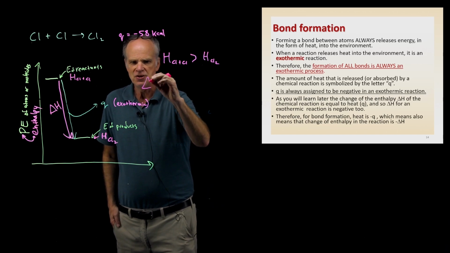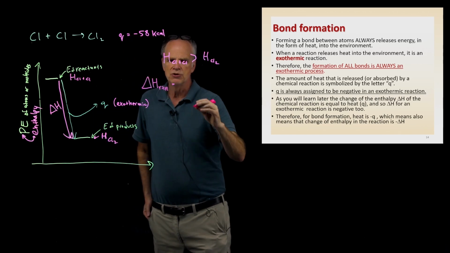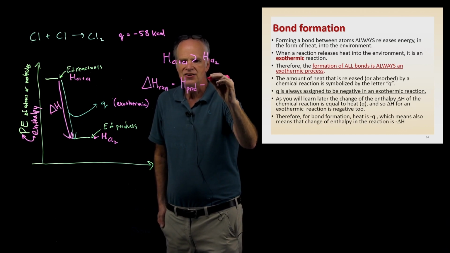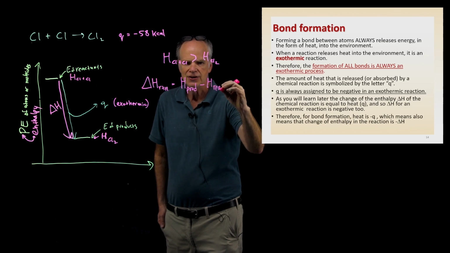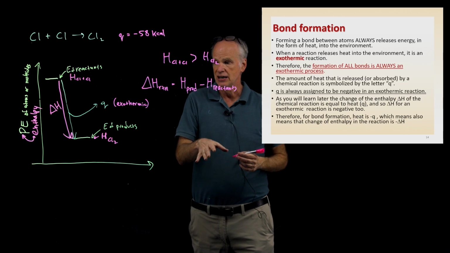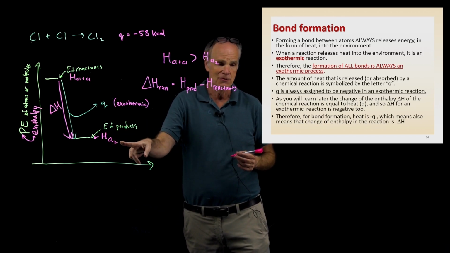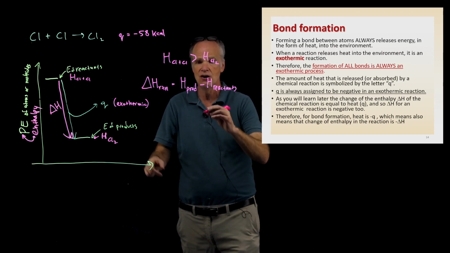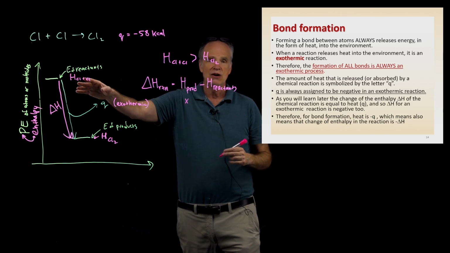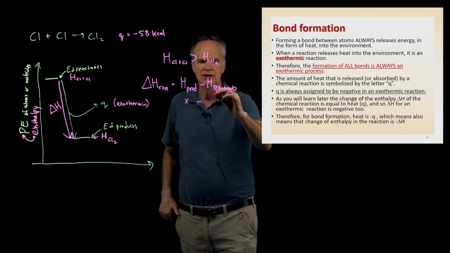So the change of enthalpy of any reaction, doesn't matter which one it is, is going to be equal to the enthalpy of the products minus the enthalpy of the reactants. Now, let's think about what's going to happen in terms of numbers and signs. So in this particular reaction, because the enthalpy of the product, diatomic chlorine, is so low, this is a small number. I'm going to represent this by a little x. However, the enthalpy of the reactants is a much larger number, large X.